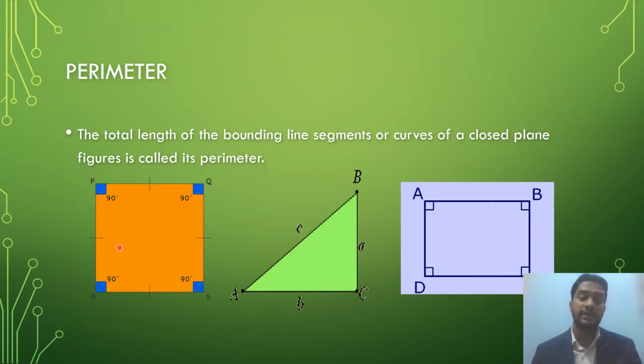Assuming that the square has a line segment of 5 centimeter, it means all the sides are 5 centimeter. So what will be the perimeter of the square? It will be 4 into side, 5 into 4, 20.